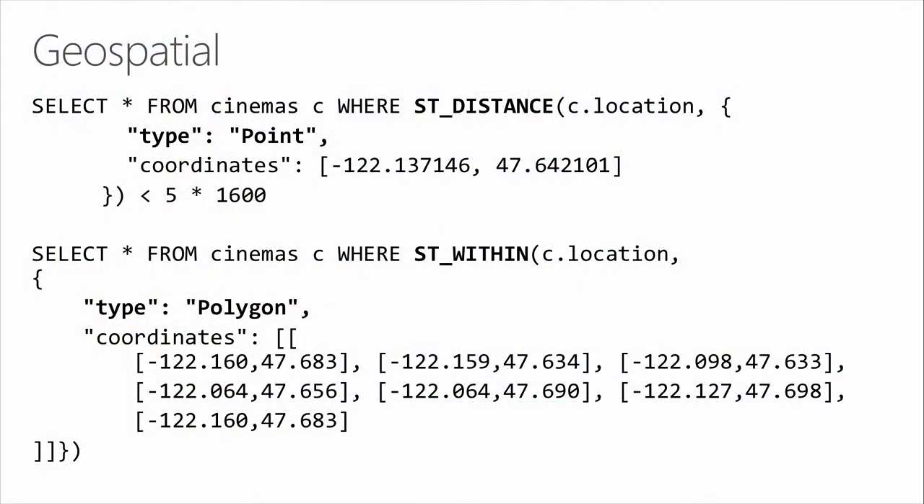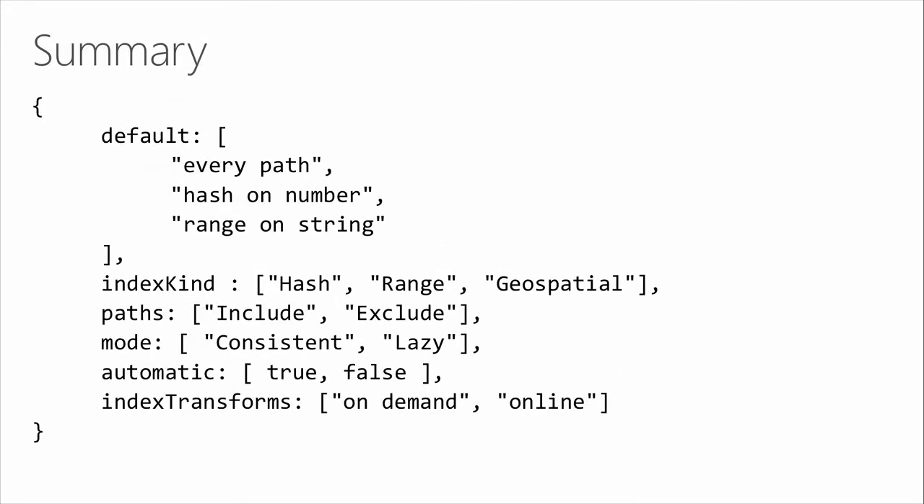So we saw how to remove something, and then we saw a few examples of the spatial data. We saw how to modify our index paths to support spatial. So we kind of went through a recap. That's the default that we got out of the box. The different kinds of indexes: we took a look at hash, range, and spatial. We took a look at how to include and exclude paths.